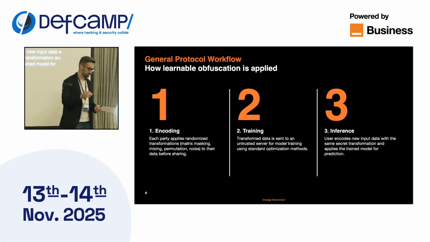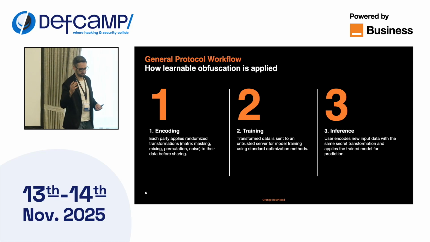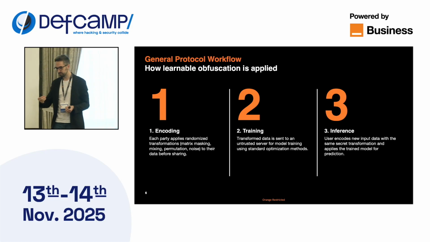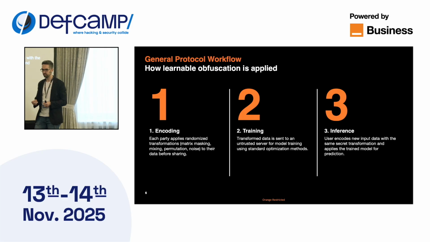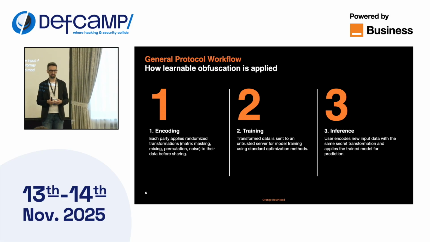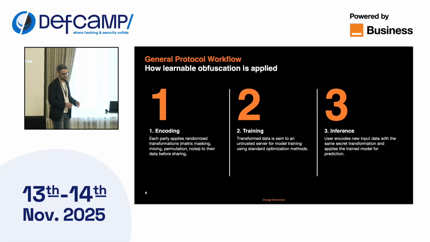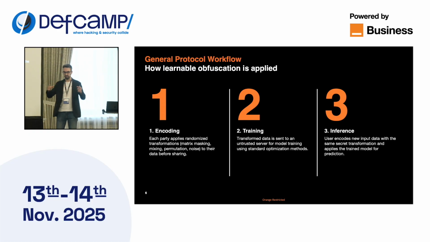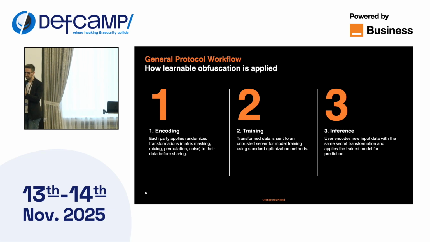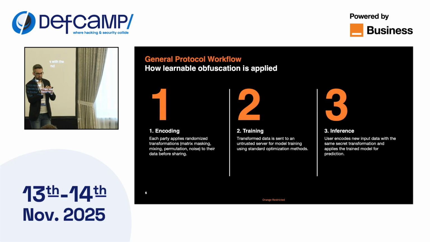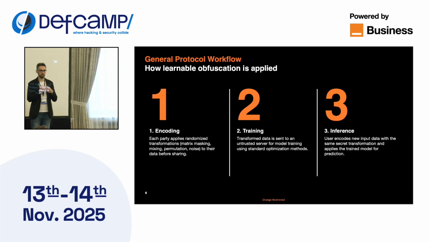Now here, I would like to emphasize a detail. When it comes to learnable obfuscation, we are not talking about privacy-preserving inference. We are talking about privacy-preserving training. So the idea in such a protocol is to somehow perform training over the union of the data, but when it comes to using that trained model, we are both going to use it on our local data.